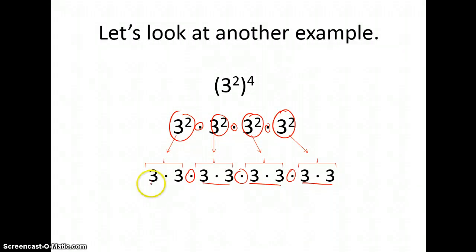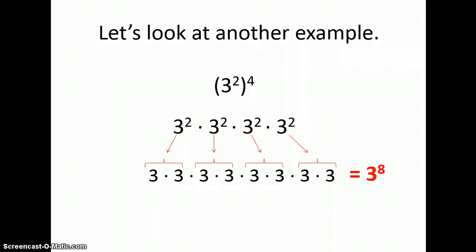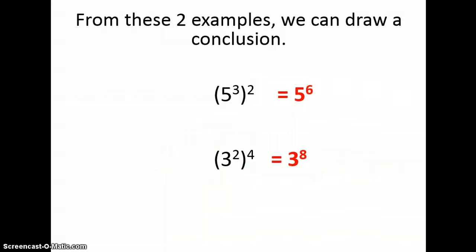So let's take this big long stream of 3's that are being multiplied together and turn it into exponential form. When I do that, I get 3 to the 8th power, and therefore 3 squared raised to the 4th power equals 3 to the 8th power. Note, what happened to your base? What happened to your exponents?